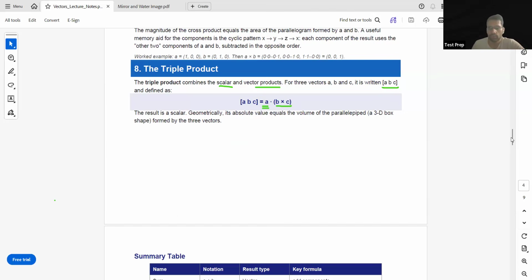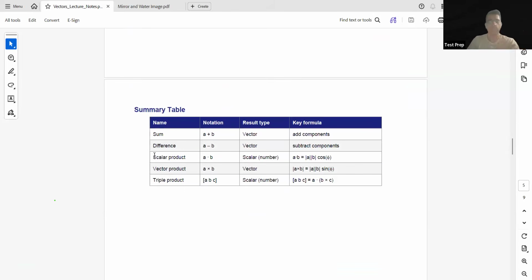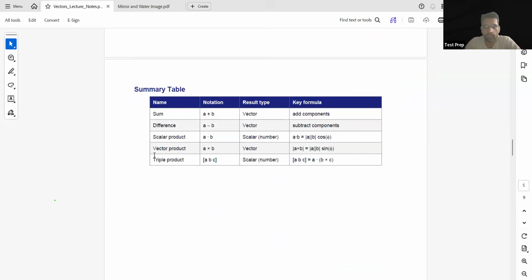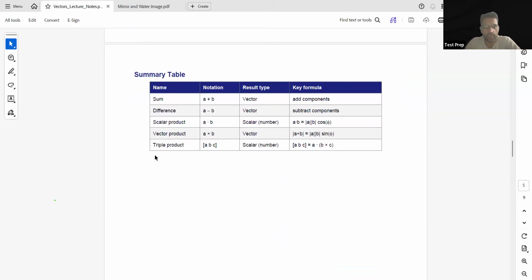Now, the result is a scalar. Geometrically, it is equal to the volume of the parallelepiped, a 3D box shape formed by the three vectors. So the triple product is used to find the volume of the parallelepiped. This is the summary: the dot product gives a scalar A dot B.